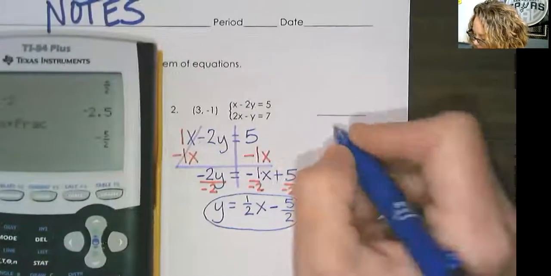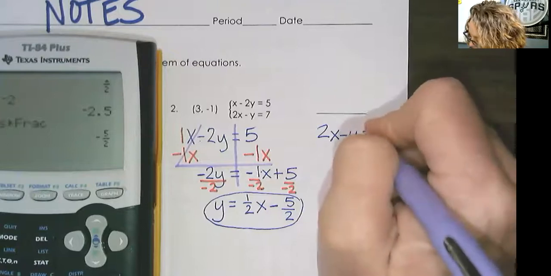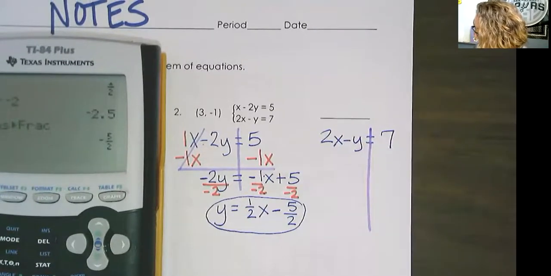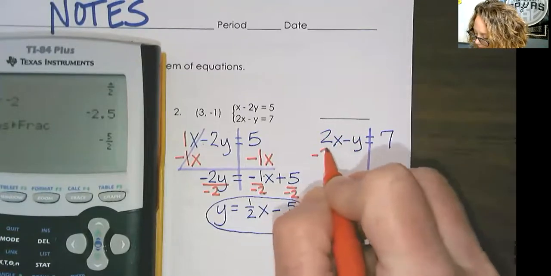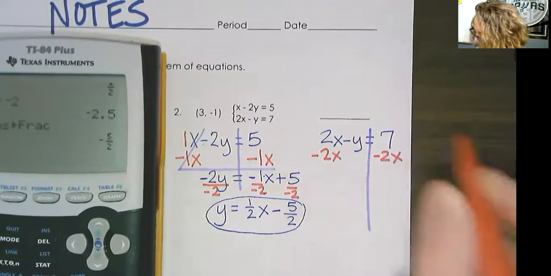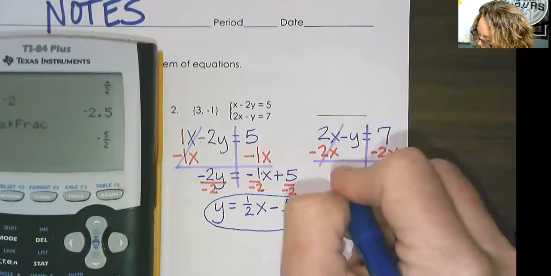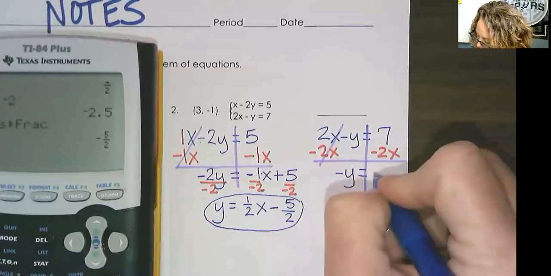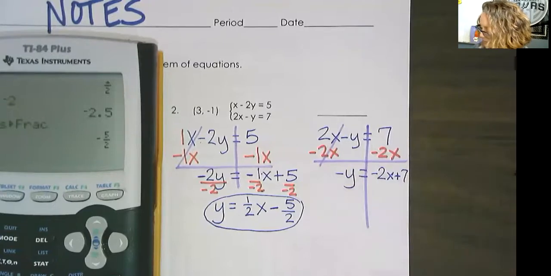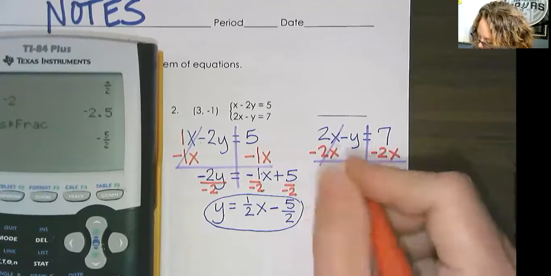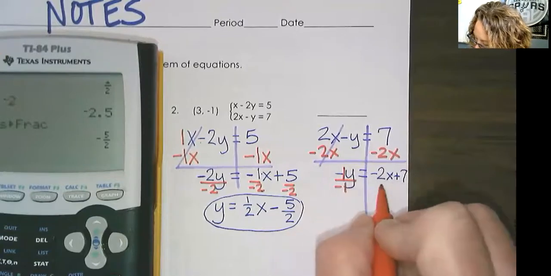We'll have to do the second equation. We're going to get rid of our x term. It's positive 2x, so we're going to subtract 2x. We'll bring down our negative y. And then this side will be negative 2x plus 7. We are almost done. We need to get rid of this negative. There is a 1 there. It's invisible. Negative 1, to get rid of the negative 1, we divide by negative 1.